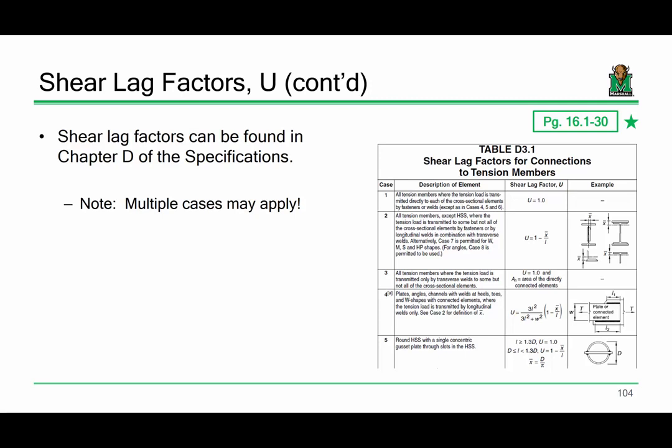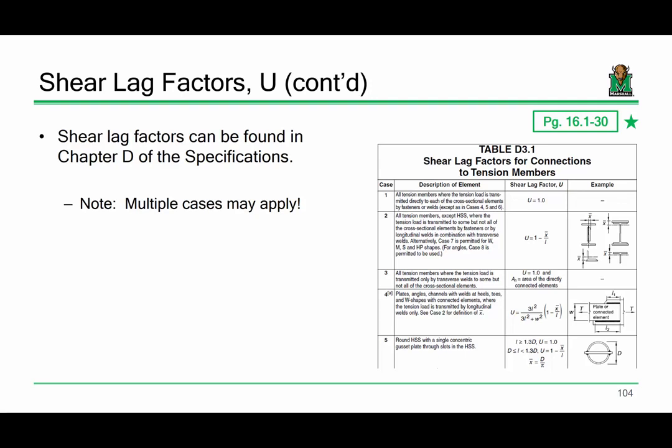Okay. Somebody do me a favor and read out case number 1. Hold on. I'm going to call on you. Read out case number 1. All tension members where the tension load is transmitted directly to each of the cross-sectional elements by fasteners or welds. There we go. Okay. And what is the U value in that case? 1. Okay. So let me explain what that means.